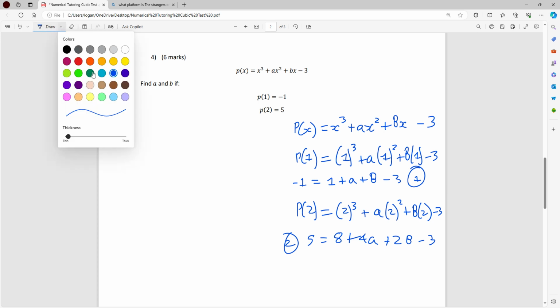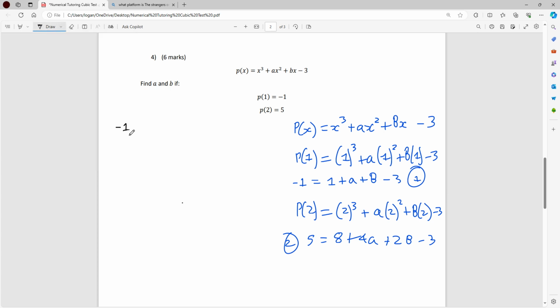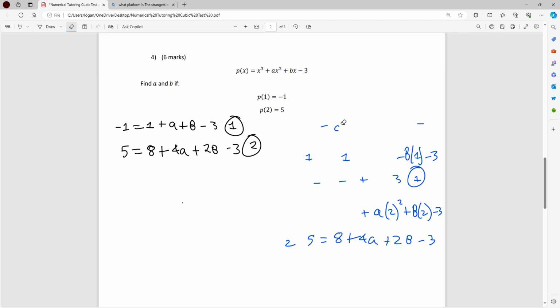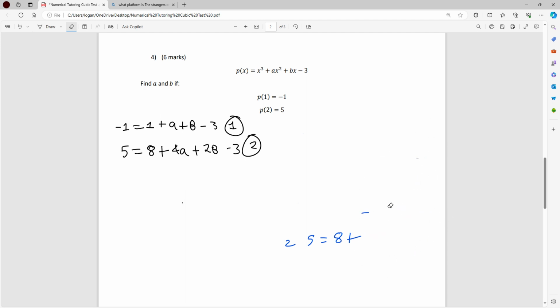So equation 1 is negative 1 equals 1 plus a plus b minus 3, so that's equation 1. And equation 2 is 5 equals 8 plus 4a plus 2b minus 3, and this is equation 2, okay? So now you've got those two equations, we can pretty much use either substitution or elimination to work out what the values of a and b are, okay? So the number of unknowns you have, you're going to need that number of equations. So if you have 4 unknowns, you'll need 4 equations. If you have 10 unknowns, you'll need 10 equations, okay?